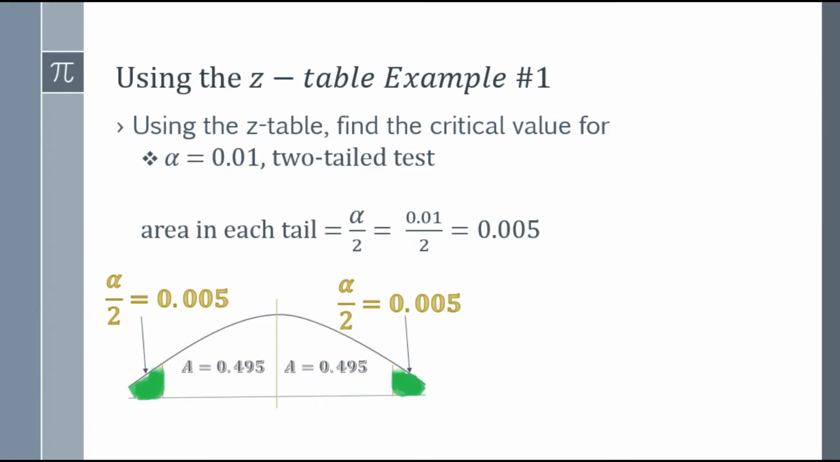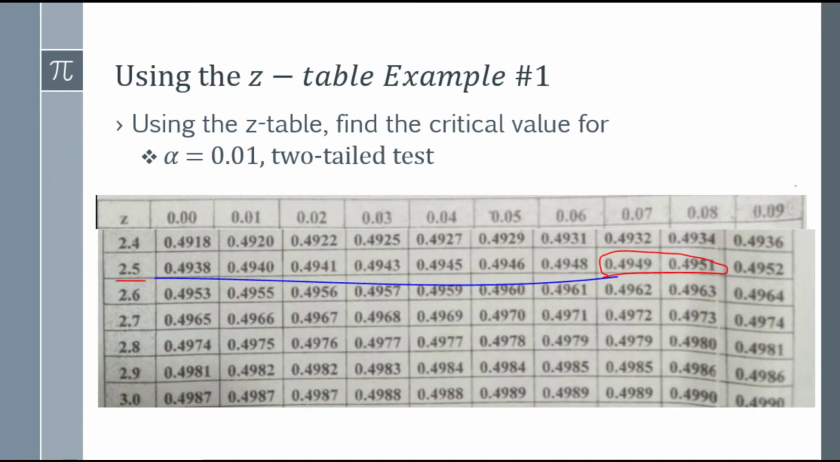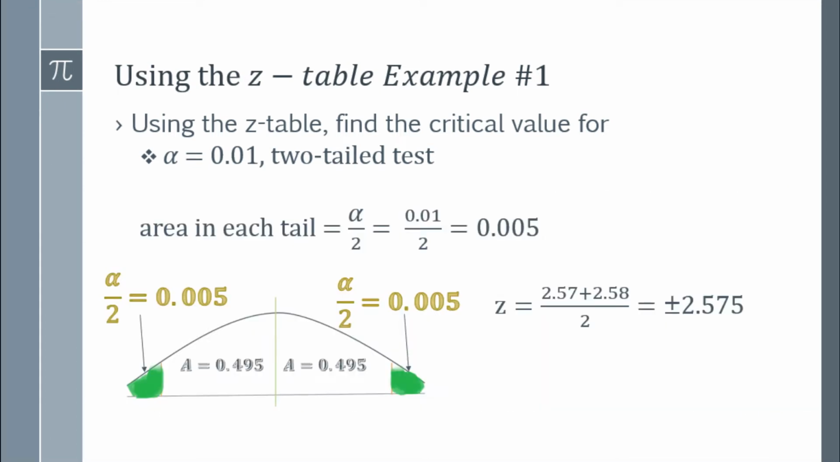Ngayon, gagamit tayo ng Z table to find the critical value for the level of significance ng 0.01. So, makikita natin ang 0.495 ay nasa gitna siya ng 0.4949 and 0.4951, 2.57 and 2.58. So, gagawin natin dyan, i-add natin sila pareho, so divide natin ng 2. So, we will have an answer of plus minus 2.575. Bakit plus minus? Kasi two-tailed test yun eh.